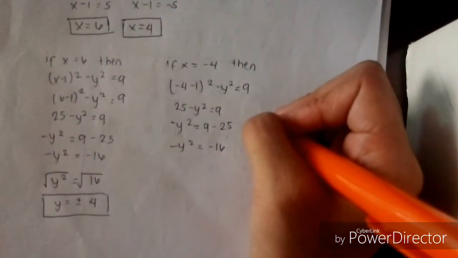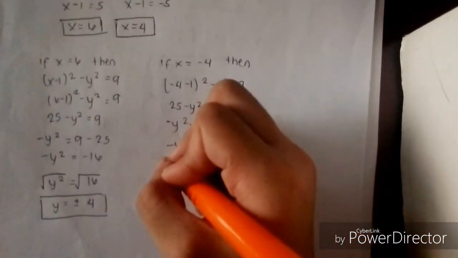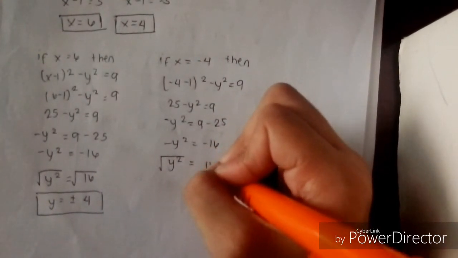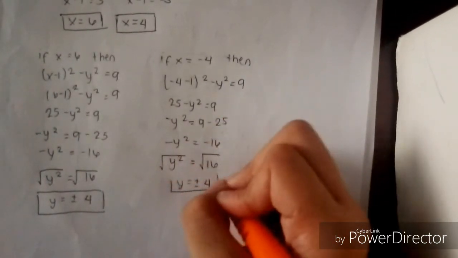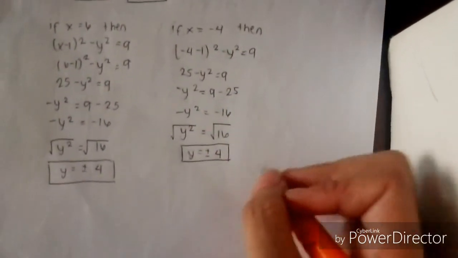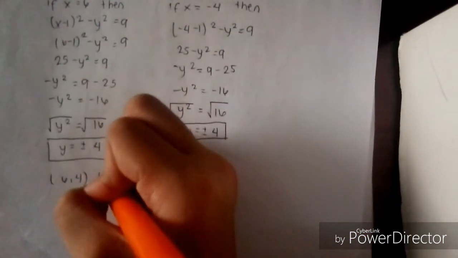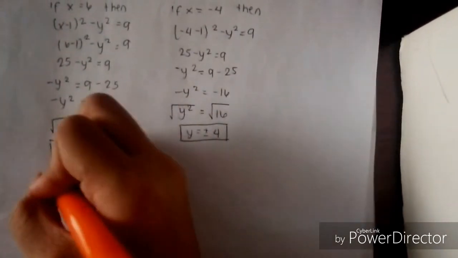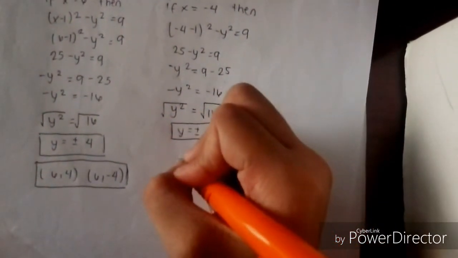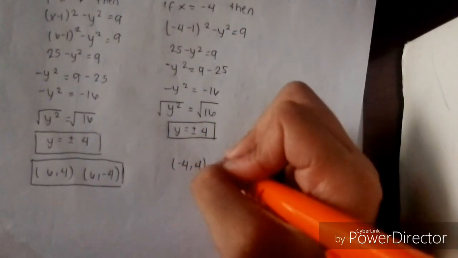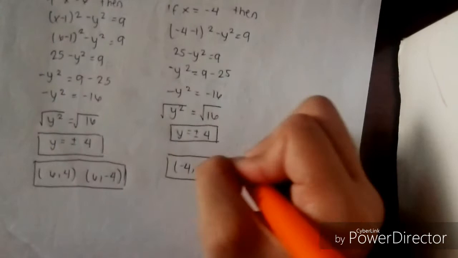We will do again what we did last time. We will use the radical sign. The answer will be the square root of y squared equals the square root of 16, and we will get the same answer as the first, which is y equals positive and negative 4. So the coordinates in a Cartesian plane will be 6 and 4, then 6 and negative 4. Then the other coordinates will be negative 4 and 4, and negative 4 and negative 4. That concludes the answer to our problem.